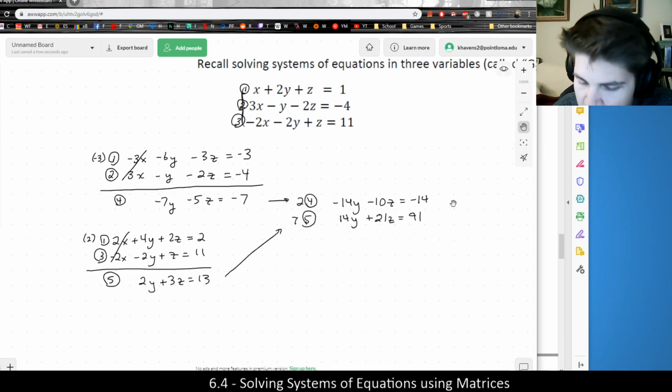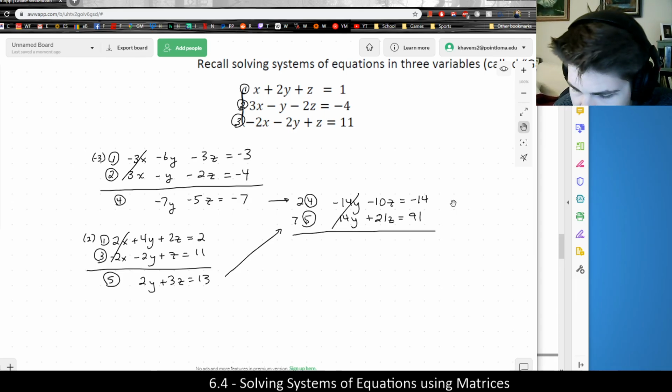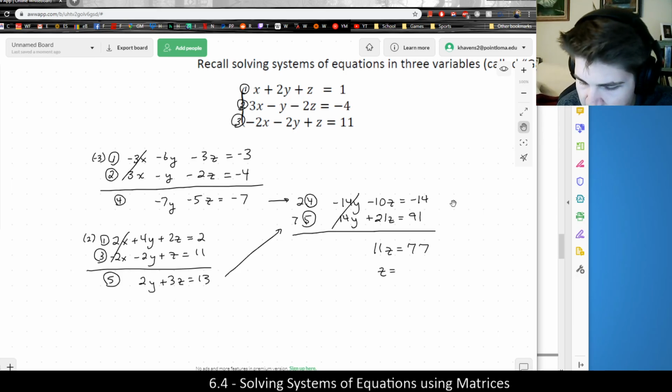But anyways, now with equations 4 and 5, those are ready for elimination. I add those together. That would leave me with 11z is equal to 77. I could then divide through by 11, which would give me 7.